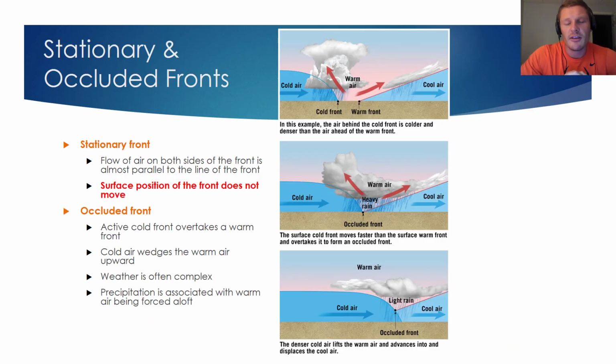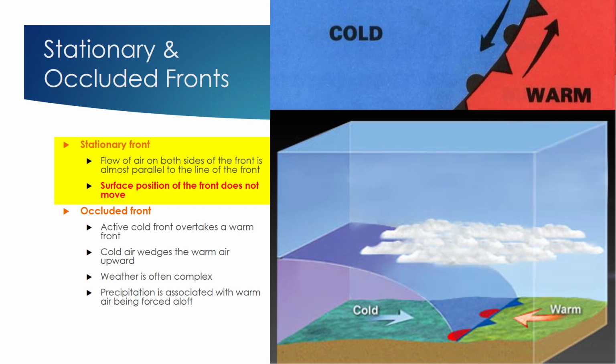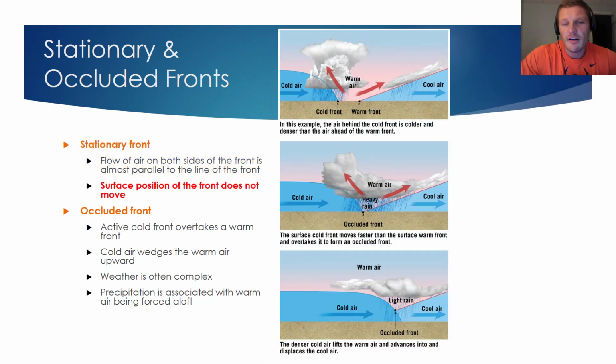The last two types of fronts I'd like to briefly overview in this vodcast are stationary fronts and occluded fronts. With a stationary front, the surface position of the front will not move. More specifically, the flow of air on both sides of the front is almost parallel to the line of the front. On a weather map, a stationary front will have blue triangles on one side of the line and then red semicircles on the other side of the line. The final type of front I'd like to overview are occluded fronts.